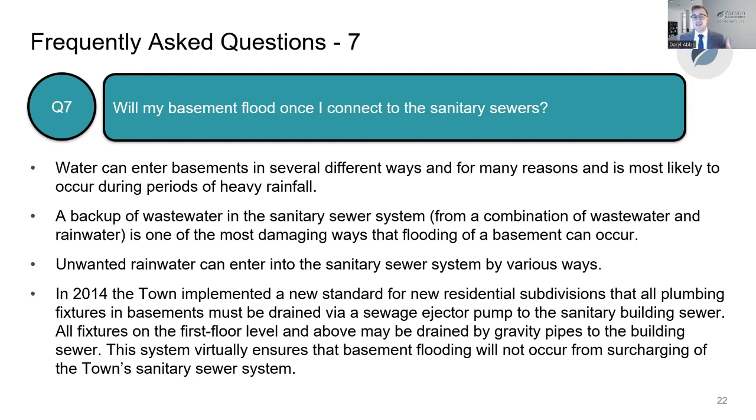Unwanted rainwater can enter into the sanitary sewer system in various ways. So in 2014, the town implemented a new standard for new residential subdivisions that all plumbing fixtures in basements must be drained via a sewage ejector pump to the sanitary building sewer. All fixtures on the first floor level and above may be drained by gravity pipes to the building sewer. This system virtually ensures that basement flooding will not occur from surcharging of the town's sanitary sewer system.